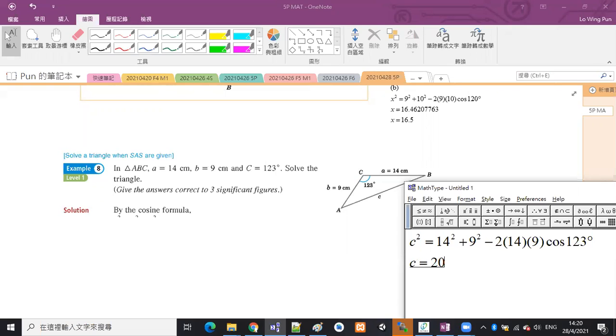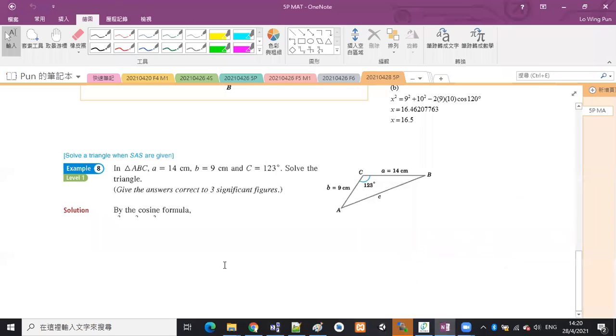And that is 20.35310878. Okay, and when it is correct to 3 SF, c is equal to 20.4 cm. It's okay, 20.4 cm. So that is the first answer. But we still need to find the other answers.